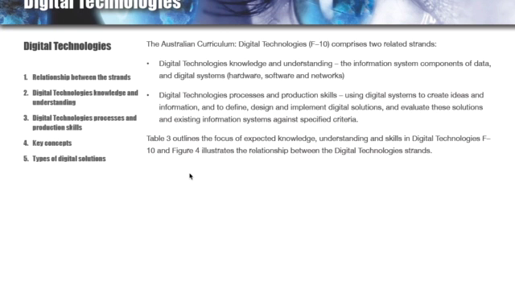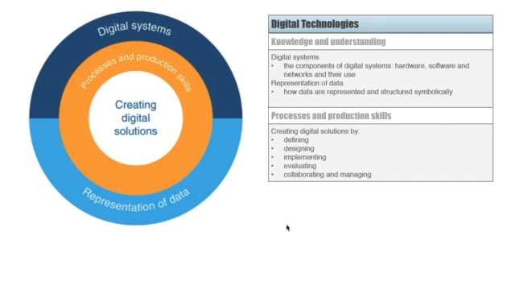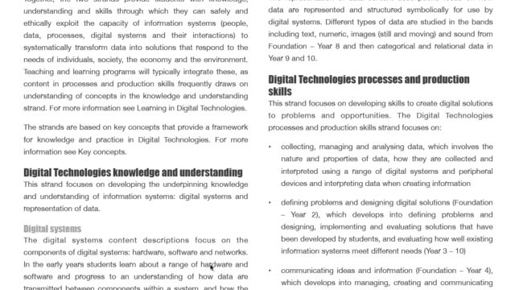Digital technologies. Again, just very briefly, we've talked about most of those aspects. The two main things are understanding the digital systems and the way we represent data, and then the design process for creating new digital solutions. What's new there that I haven't already discussed? Okay, so various production skills, collecting, managing and analysing data, defining problems and designing digital solutions, communicating ideas and information. Some of these are slightly different at various year levels. And again, we'll talk about this in a couple of weeks when we focus in on digital technologies.